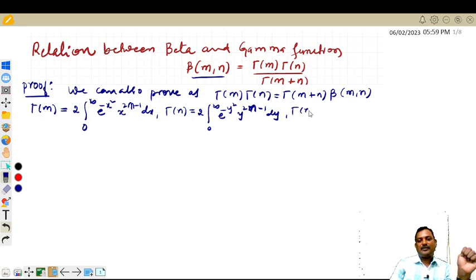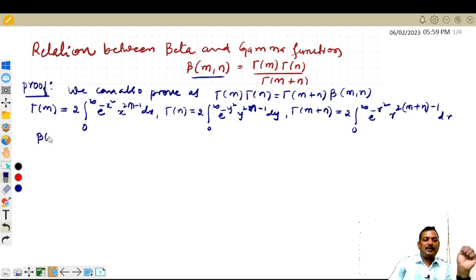Next, gamma of m plus n is equal to 2 times integral from 0 to infinity e raised to minus r square into r raised to 2 times m plus n minus 1 into dr, and finally beta of m comma n is equal to 2 times integral from 0 to pi by 2 sin raised to 2m minus 1 theta into cos raised to 2n minus 1 theta into d theta.